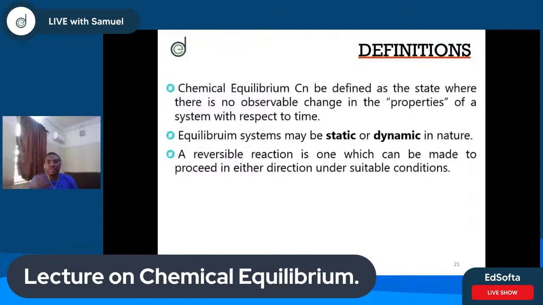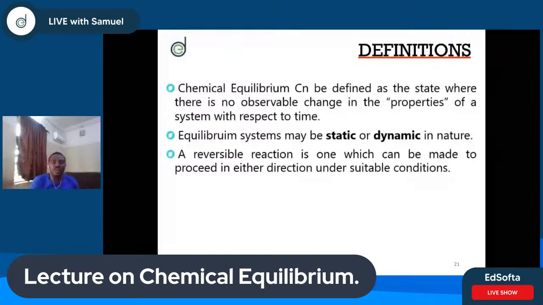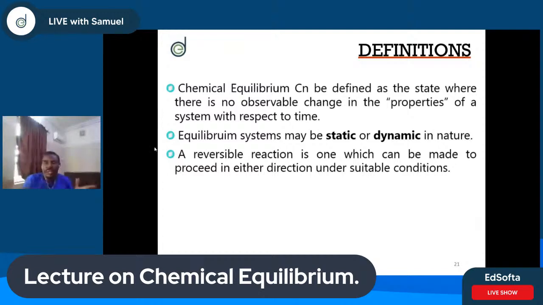So it's not as if the chemical reaction is not happening. It's just that both of the reactions are happening at the same time. So we now say there's a dynamic equilibrium. Both situations are happening at the same rate and at the same time. So there's no situation that is faster than the other. So they both cancel themselves out. A reversible reaction is one which can be made to proceed in either direction.